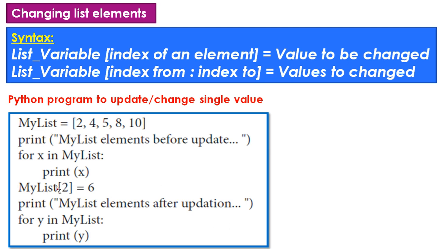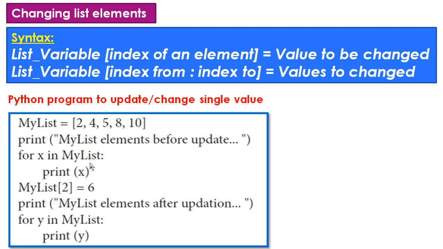Now my_list[2], this is the first syntax: the list variable with the index of an element. Here the index of the element is 2. This is 0, this is 1, this is my_list[2]. So my_list[2] represents 5.